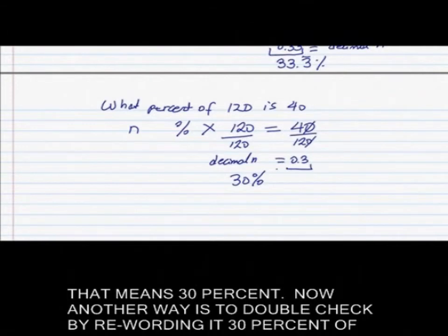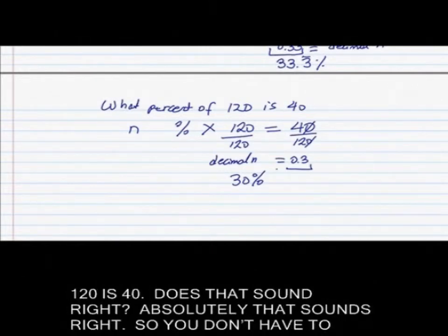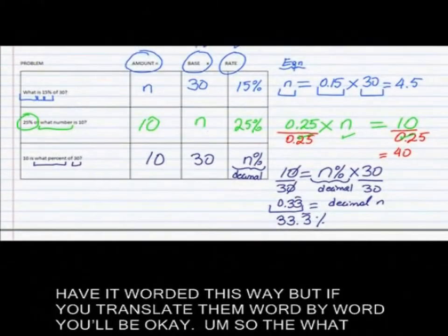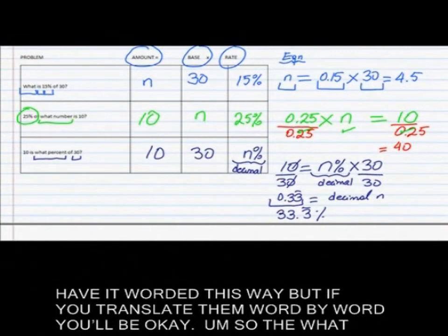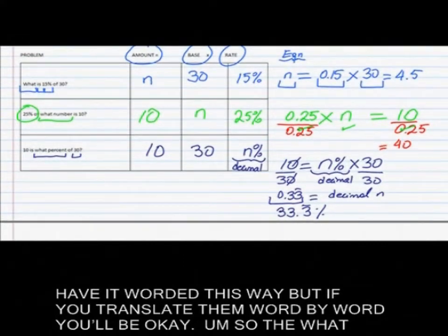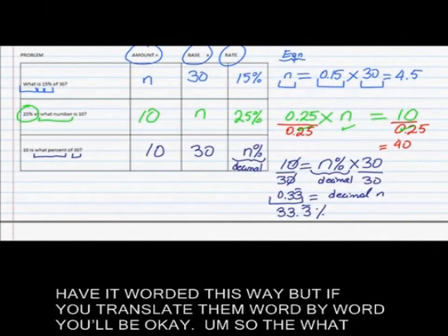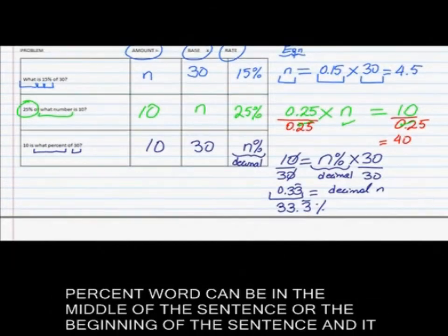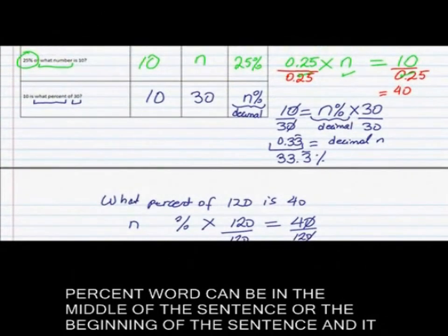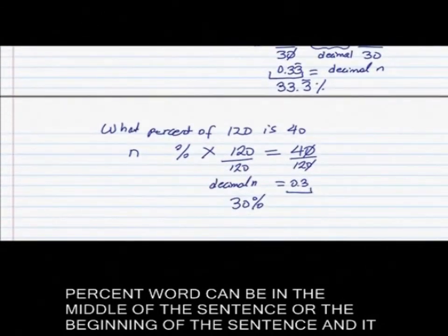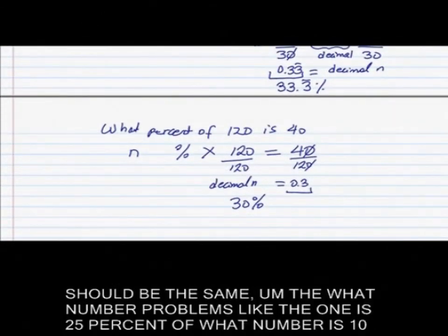Now another way is to double check by rewording it. 30% of 120 is 40. Does that sound right? Absolutely, that sounds right. So you don't have to have it worded this way, but if you translate them word by word, you'll be okay. So the "what percent" phrase can be in the middle of the sentence or at the beginning of the sentence, and it should be the same.